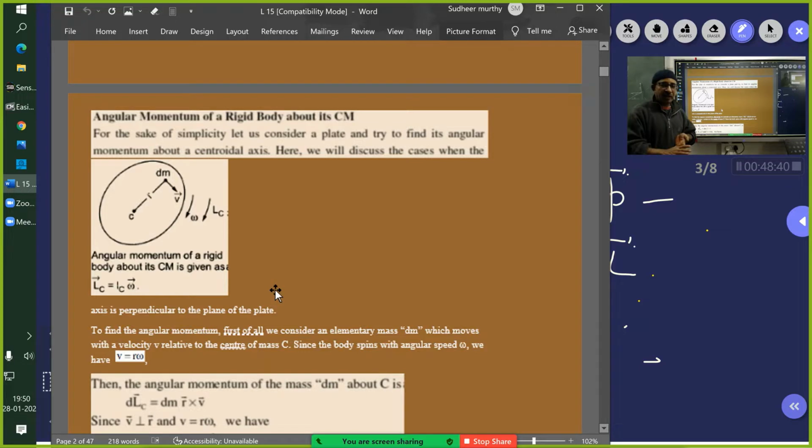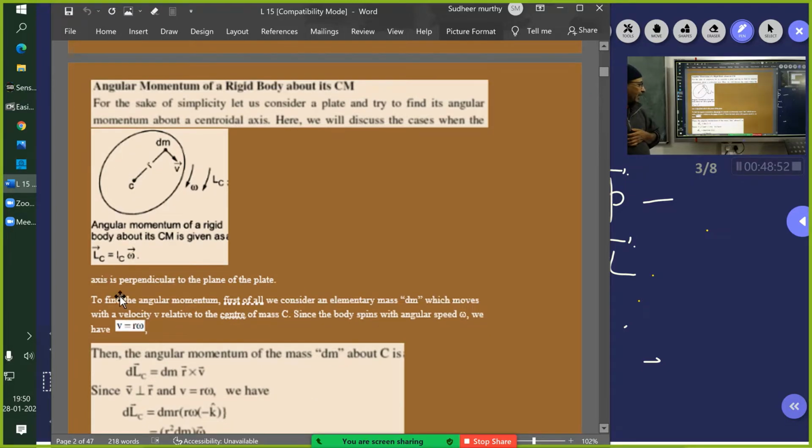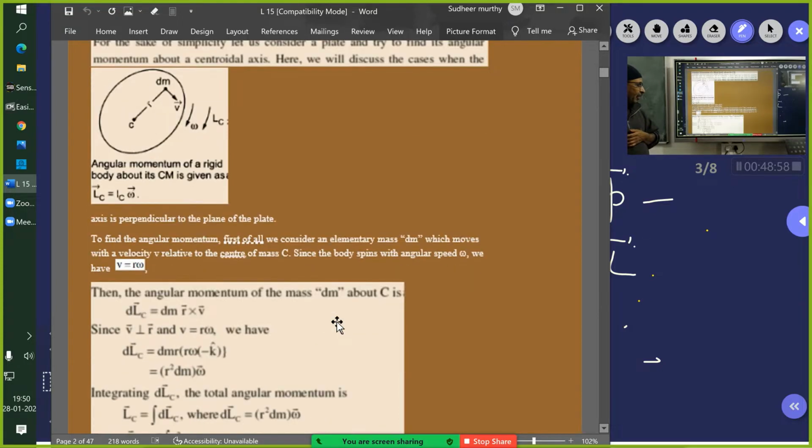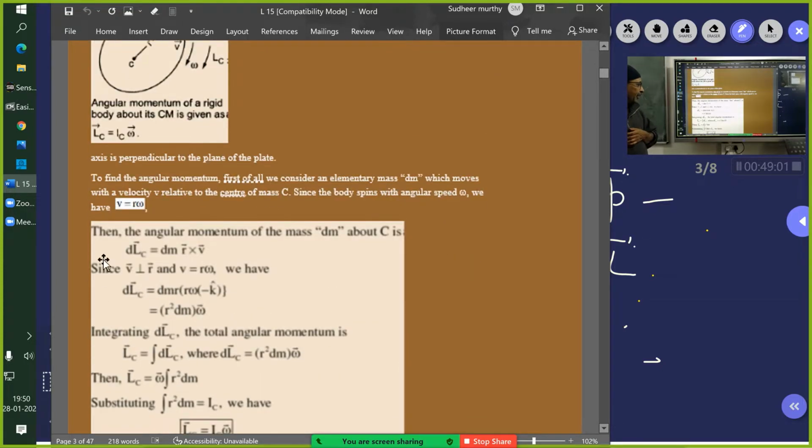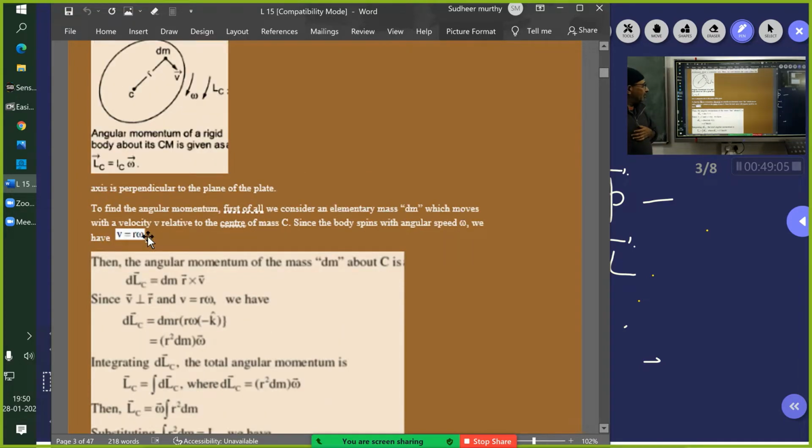IC will be what? The moment of inertia about an axis passing through the center of mass, or centroidal axis. And in this case, you see, the axis is perpendicular to the plane of the plate. Now what we do here is, we'll go over doing this.